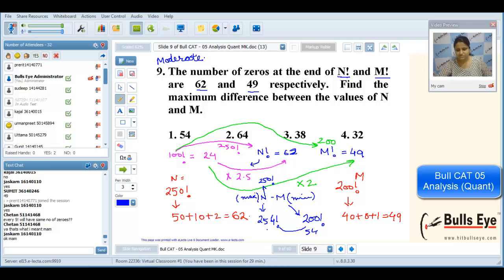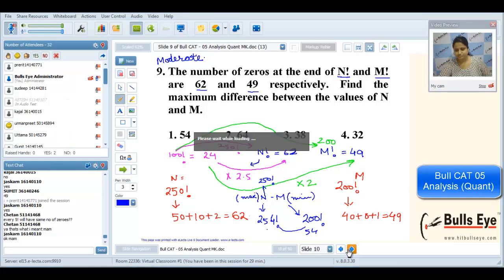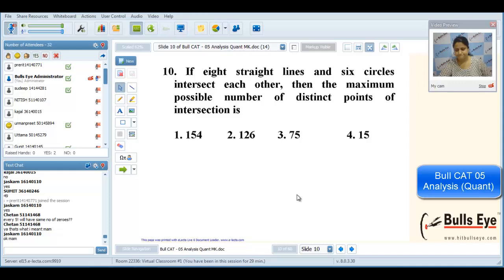Okay. Next question now. Answer will be 54 in this case. It was of moderate level. Again PNC. Yeah, any problem in this question?